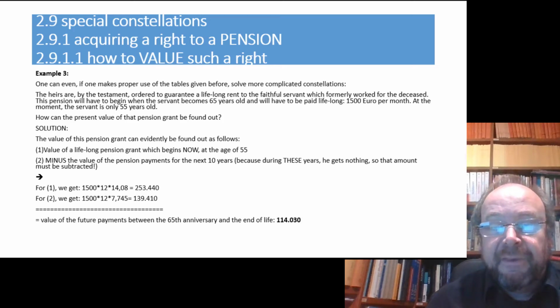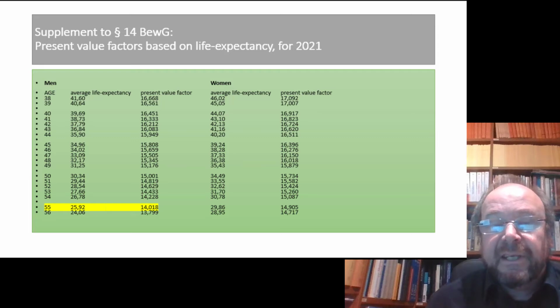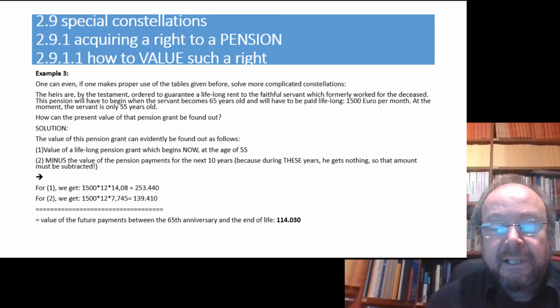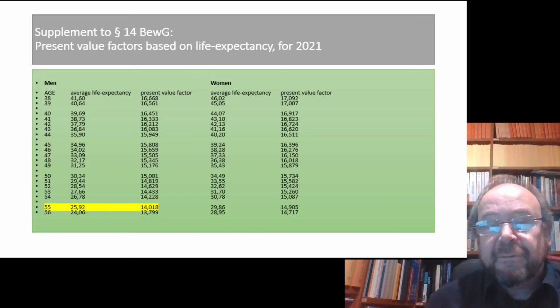114,030 euro. The necessary factor is a factor which I took from this table here: age 55 at the moment, remaining life expectancy 25.92, and the discounting factor 14.018. Oh, I made a slight mistake, but that doesn't really matter for the way the calculation is made. Okay. By the way, here you have always one column for male and one for female persons.